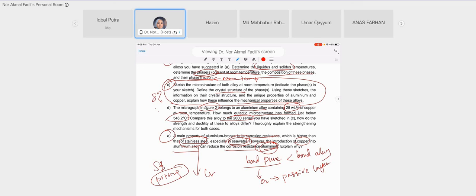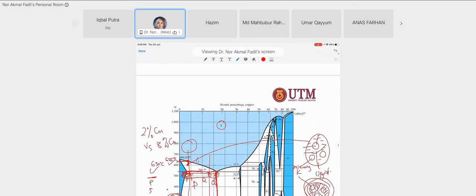Now we talk about the atomic bonding inside the pure metal and the alloy. The ability to form a passive layer is restricted by the strong atomic bonding inside the alloy. So that's the reason. You relate again with topic 1, which is atomic bonding. I think that's all for this.